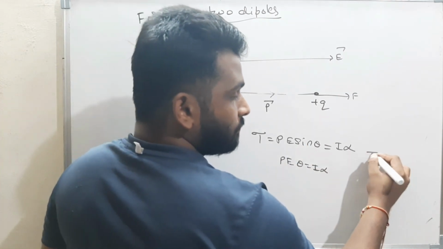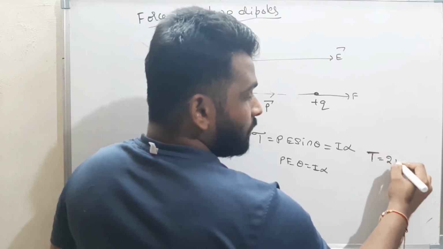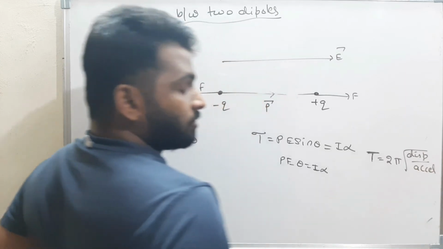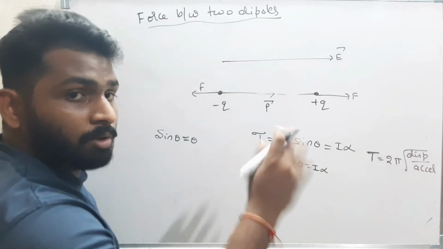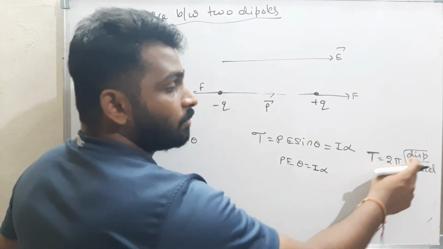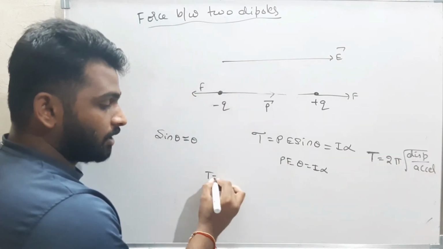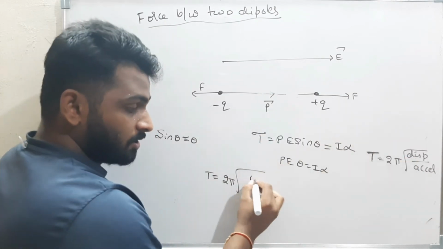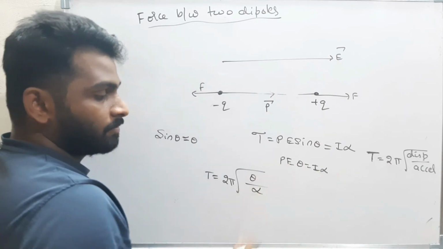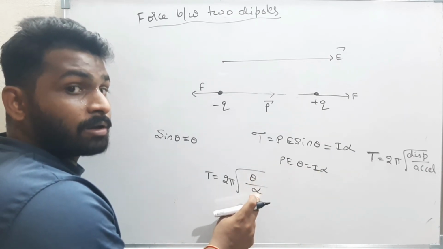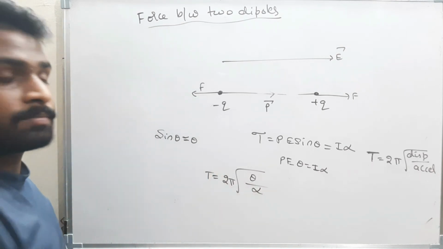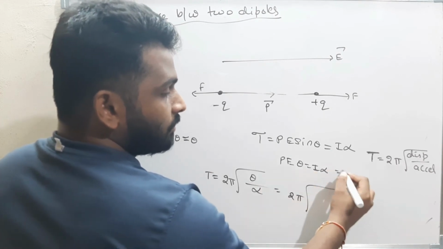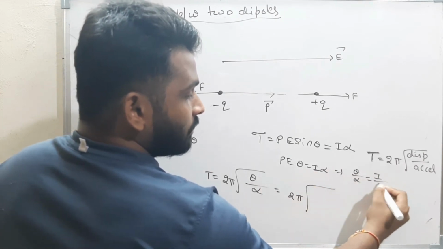Now the time period. The time period is nothing but 2 pi root of displacement by acceleration. Do you remember the formula? The time period of any oscillating body is nothing but 2 pi root of displacement by acceleration. If it is in rotational motion, displacement is theta, acceleration is alpha. Theta is angular displacement, and alpha is the angular acceleration. Therefore 2 pi root of theta by alpha. What is theta by alpha? Theta by alpha is nothing but I by PE.